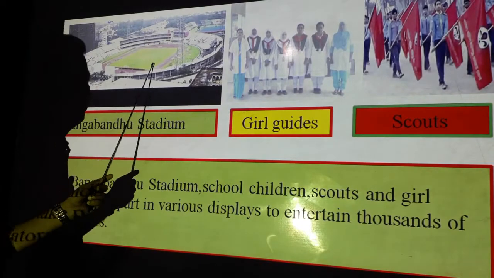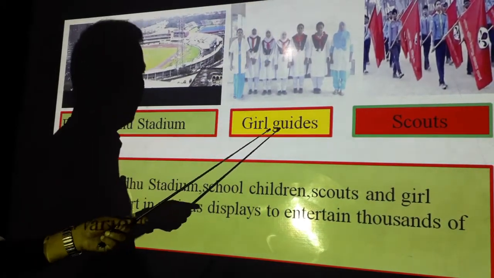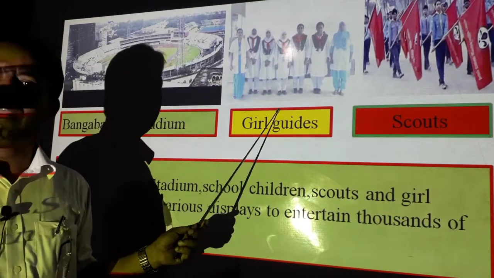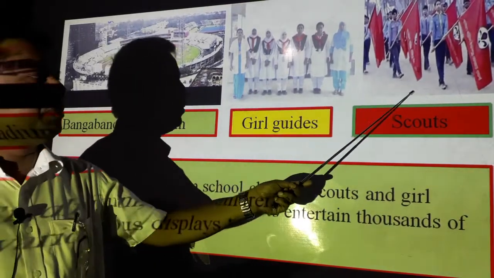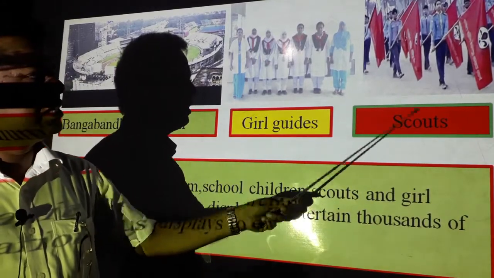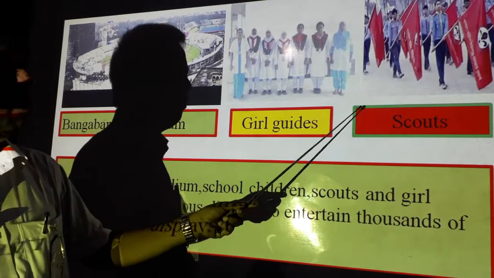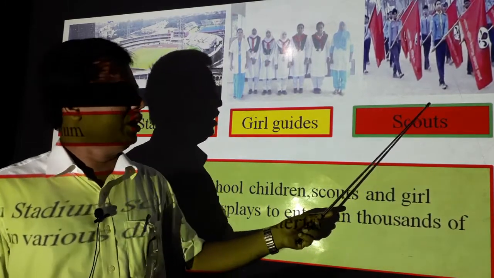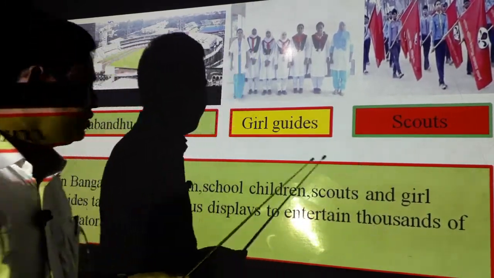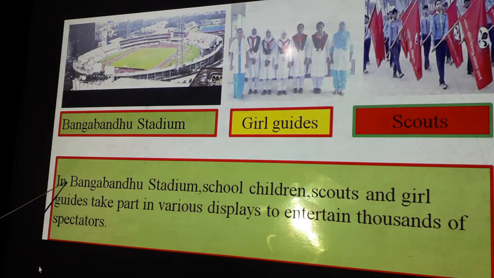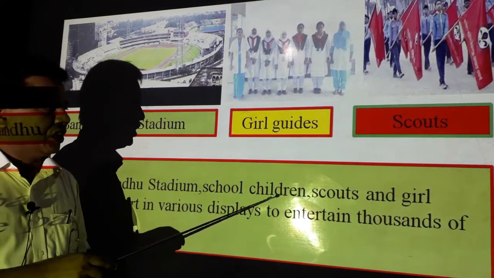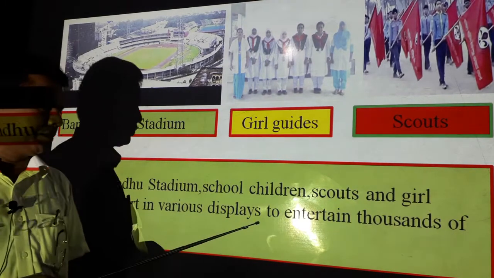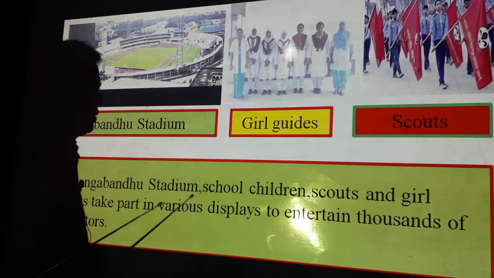This is the picture of Bangabandhu Stadium, and this is Girls Guide. My dear students, all of you know the function of Girls Guide. In the third picture, all of you know that this is the picture of Scouts. All of you know that we have Scouts in our school, and you already know their functions, I think, my dear students. Now, in Bangabandhu Stadium, school children, Scouts, and guides take part in various displays to entertain thousands of spectators.